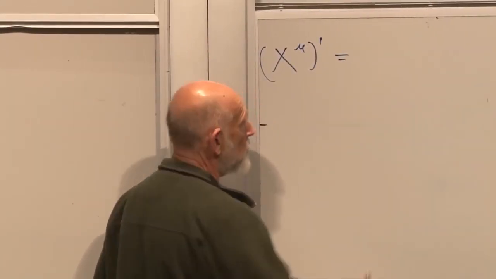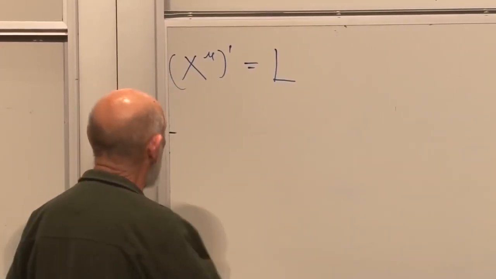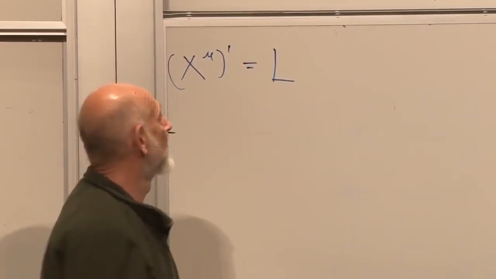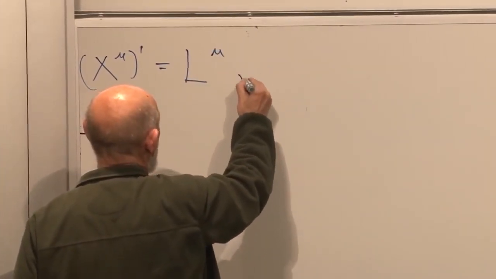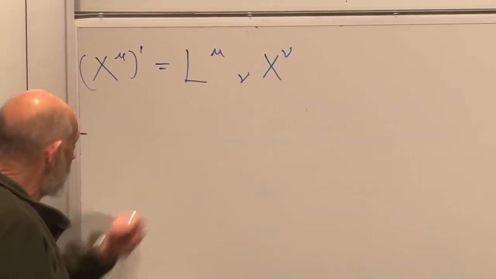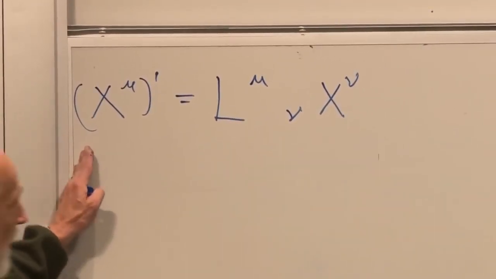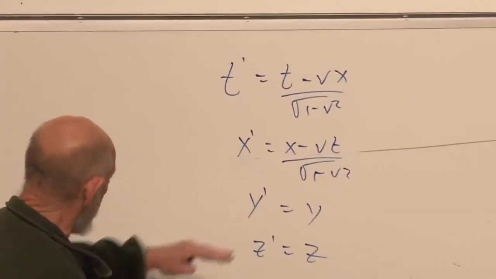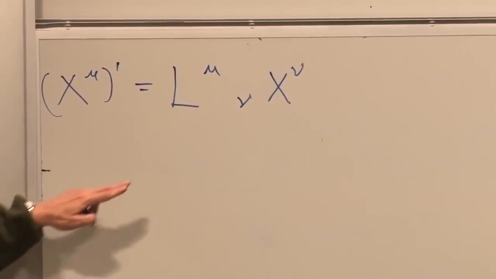We can write it using the Einstein summation convention. We introduce a matrix called L for Lorentz, L mu nu, times x nu. Now remember, we sum over nu. This is shorthand for the set of 4 equations here, summing over nu.